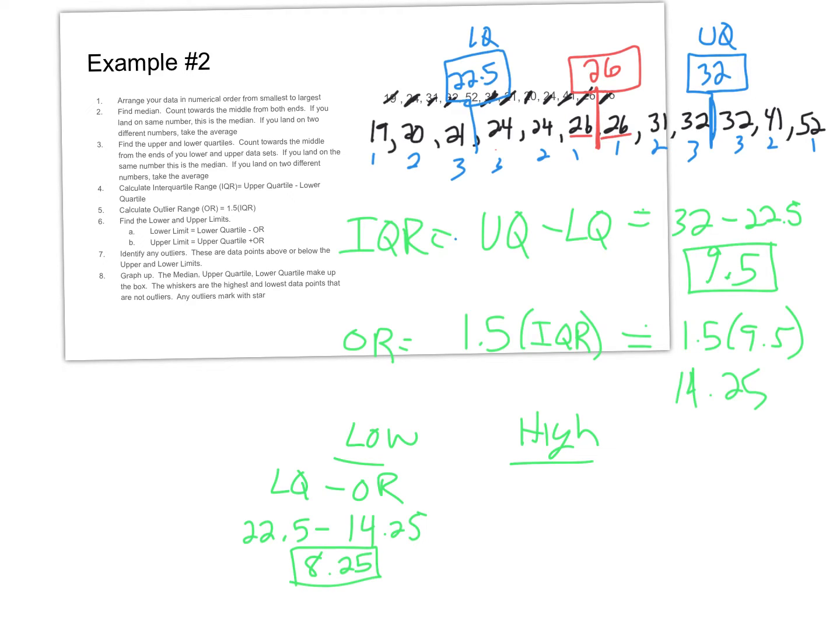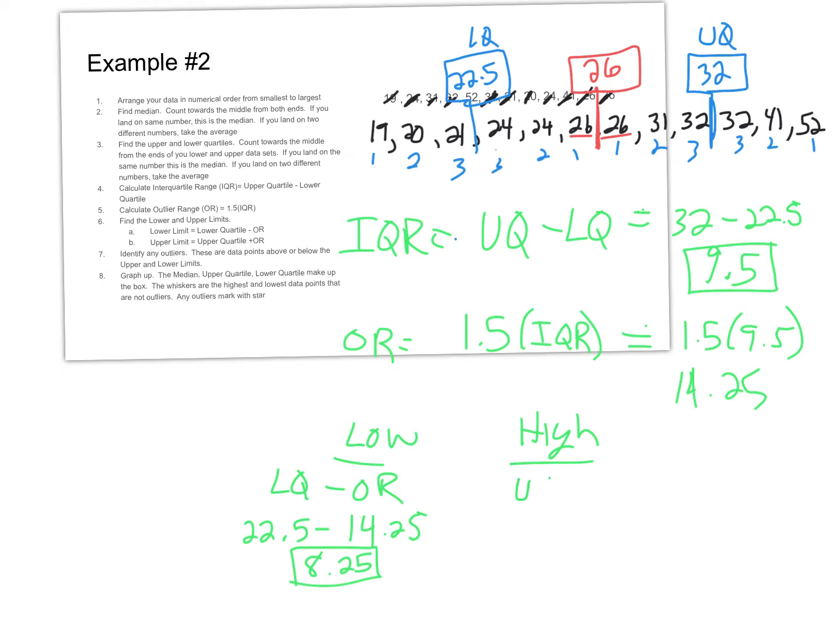So we look at our data set. Anything below 8.25 is considered an outlier. So looking at my data set, do I have any data below 8.25? And the answer is no, because the lowest data point I have is 19. So we're good. No lower outliers. All right, let's go to the high side.